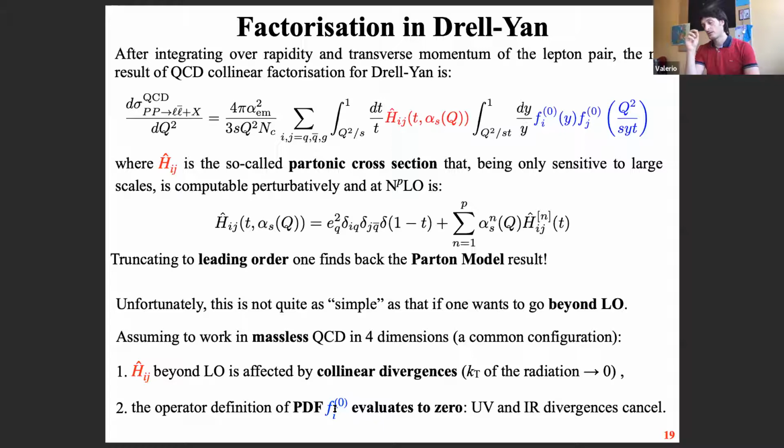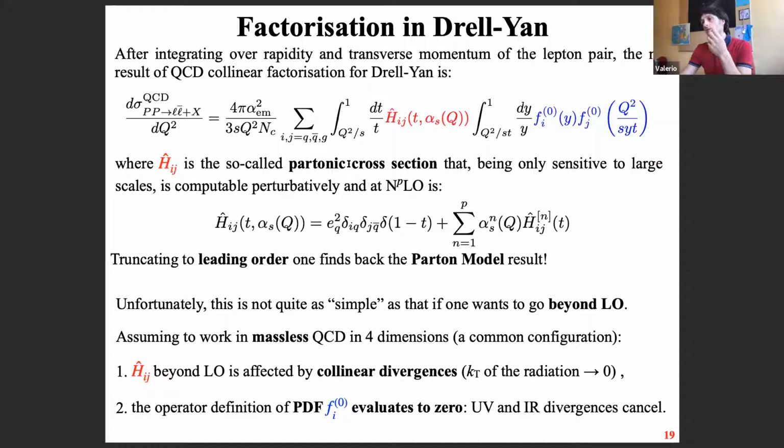So now let's suppose we want to integrate over rapidity and transverse momentum. So we really want to compute what Drell and Yan computed back in 1970, and we want to see what QCD tells us about it. The net result of QCD collinear factorization for Drell-Yan is this formula here. You see that the structure is pretty much the same. You have the same structure here for PDFs, except that these PDFs are actually bare PDFs. This is the meaning of these zeros here. I will tell you more about that later.